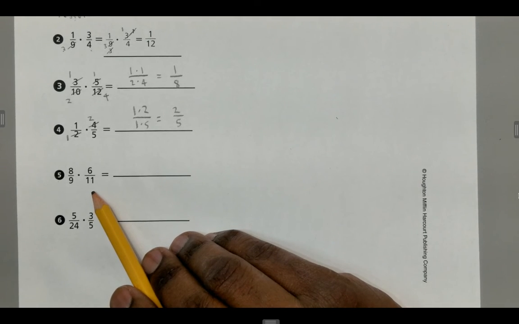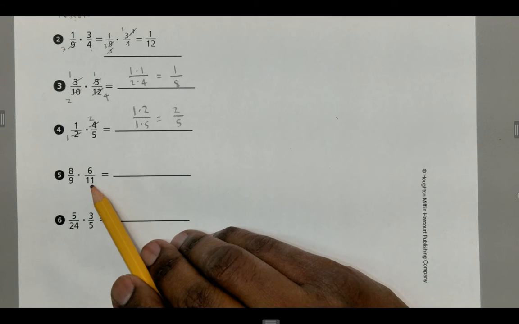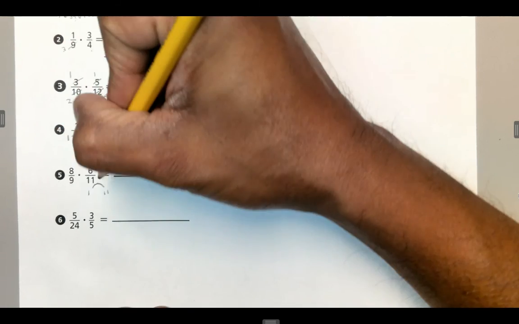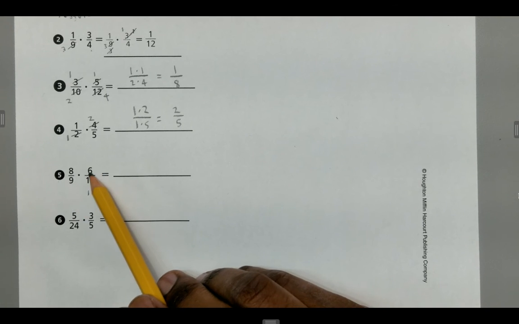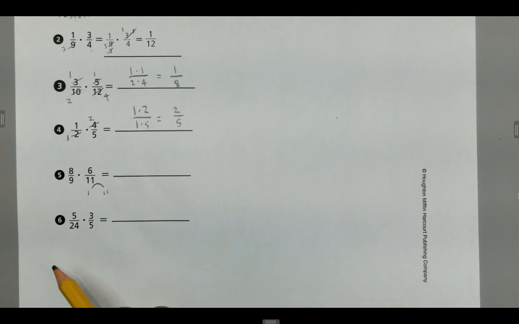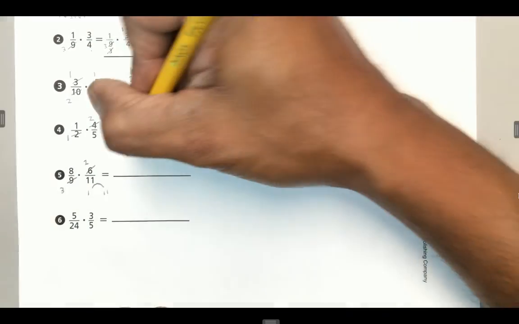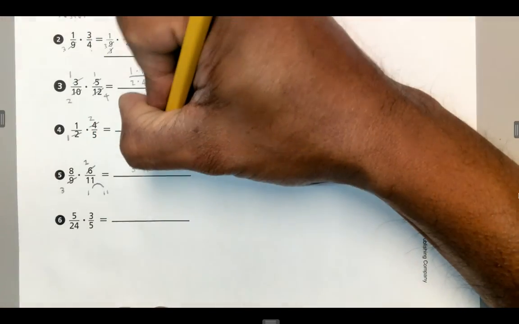8/9 times 6/11. Do 8 and 11 share a common factor? No, they don't, because 11 is a prime number. So if you were to make a factor rainbow for 11, it'd be pretty small. It would just be 1 and 11. There's no other pair of factors that can get you 11. Now 9 versus 6, what factor goes into both of these numbers? If you said 3, you're correct. 3 goes into 6 2 times. 3 goes into 9 3 times. So now we have 8 times 2 across the top, 3 times 11 across the bottom. We get 16 over 33.